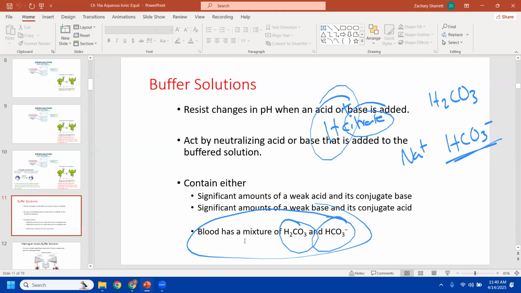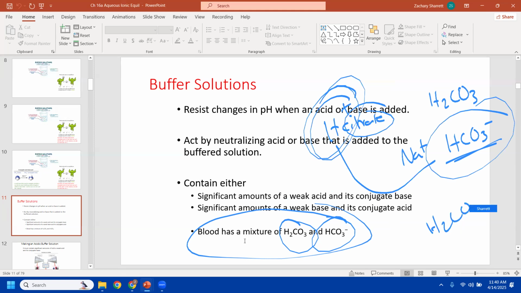So the H plus comes in though, and our blood's like, oh crap, send some of the base over here, and it will generate some H2CO3. That's adding some weak acid. It's still going to drop the pH a tiny bit, but not as much as just eating the acid. What if we eat something basic? What's a basic food? Anyone know?